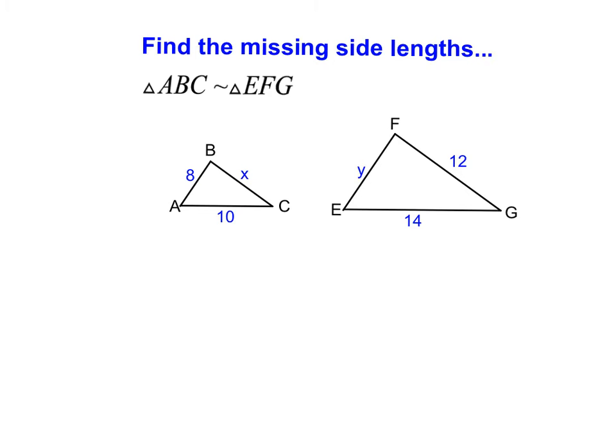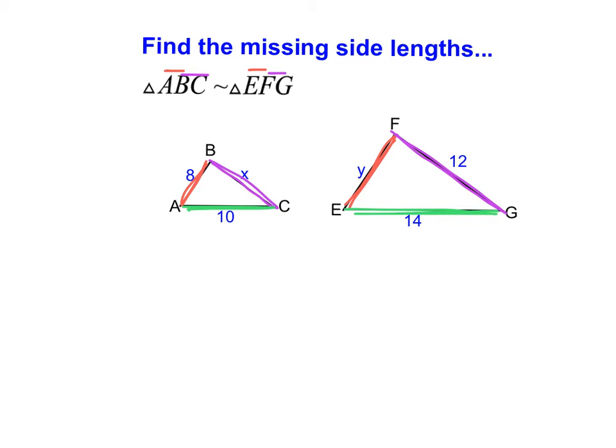So now let's make this a little bit more difficult by finding two missing values in the same set of triangles. So let's start here by color coding our triangles. So we have A and B pairing up with E and F. We then have B and C pairing up with F and G. And then lastly, we have A and C down here pairing up with E and G. So we can now clearly see all of our corresponding side lengths.